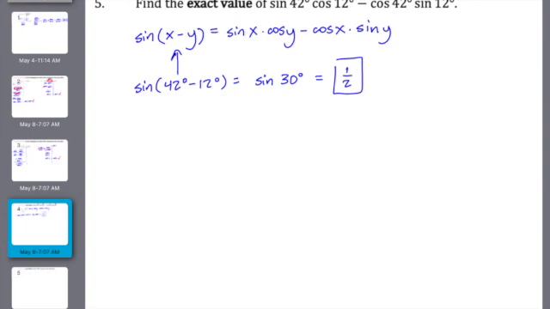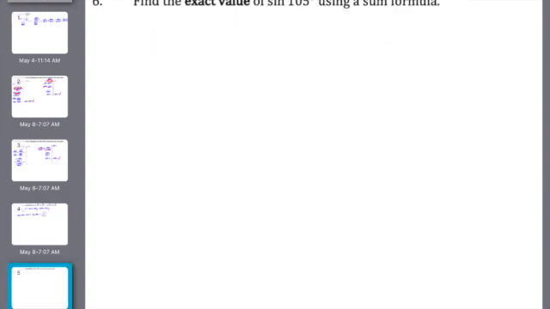Okay, number 6, kind of the same idea. Now they say I'm going to use a sum formula, so look at that part of your formula sheet. You're just asking yourself, on my unit circle, are there two nice degree measures that I can add together to get 105 degrees? Well, hopefully you can see that sine of 60 degrees plus 45 degrees is the same as sine of 105 degrees. And then we can use the sum formula.